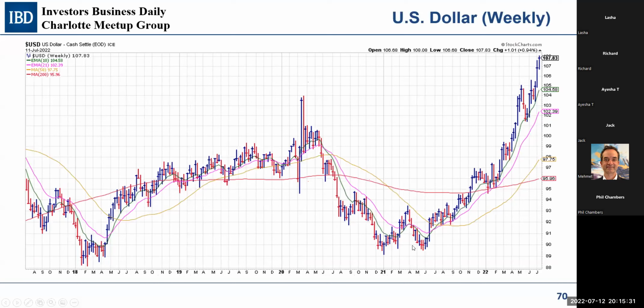Okay, and here's the U.S. dollar on a weekly basis. It's just gone straight up. It's kind of ridiculous, as the Fed has signaled their dedication to raising rates, and maybe some level of fear, as people run to the safe haven currency still. So that looks, I don't know what to think about that. That looks extreme.